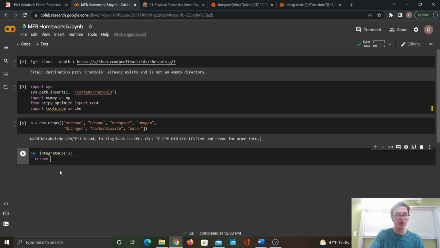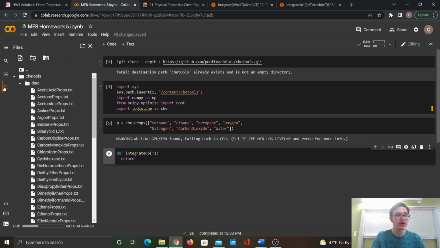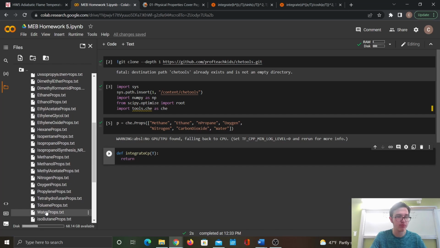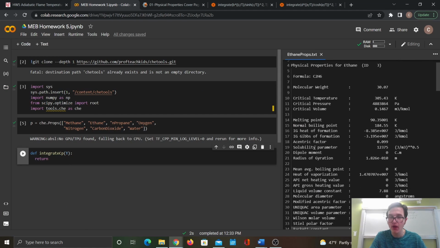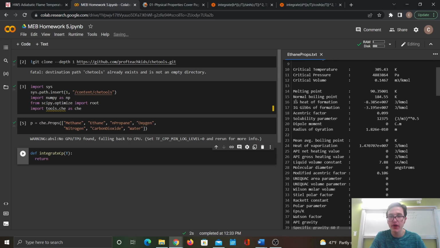It's not a complicated one, but we're going to return our integral. Now we're going to be using our props, or properties, and I'm just going to call it ethane. We'll look at ethane. If we look down, we have the melting point, and the heat of formation, which we'll be using later.